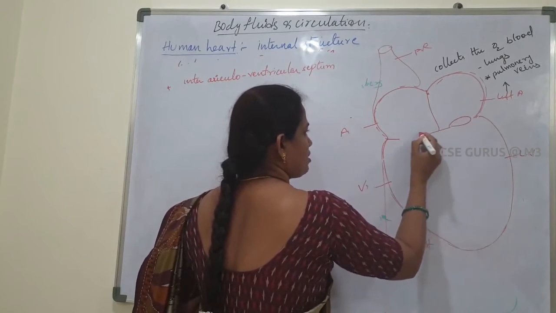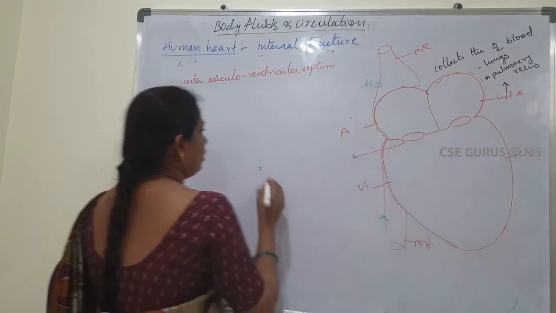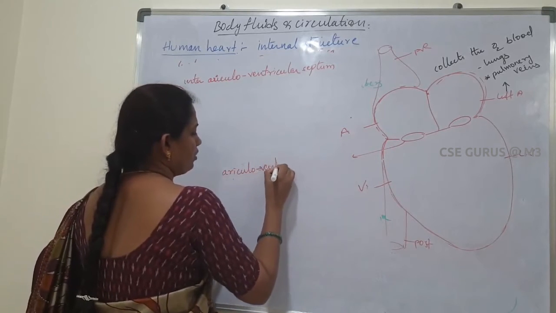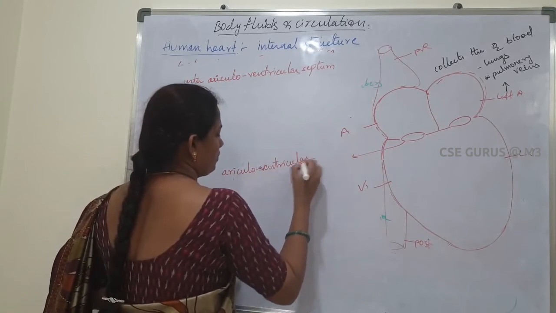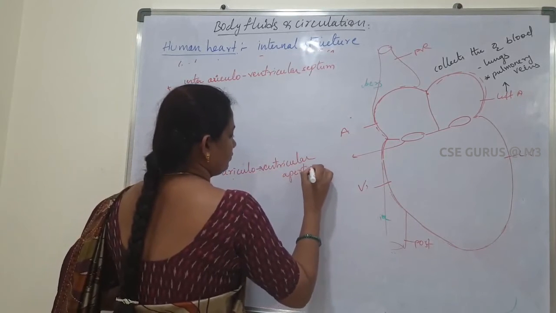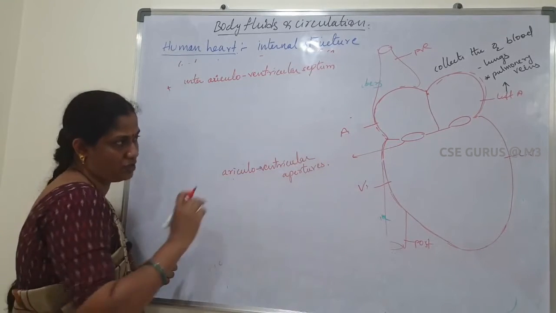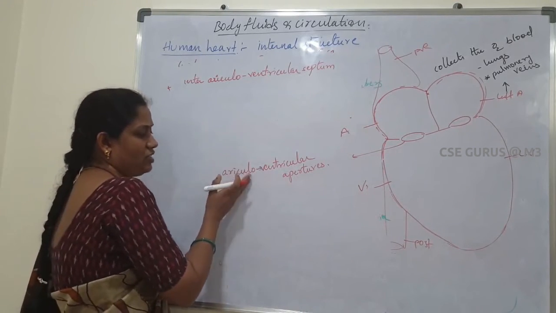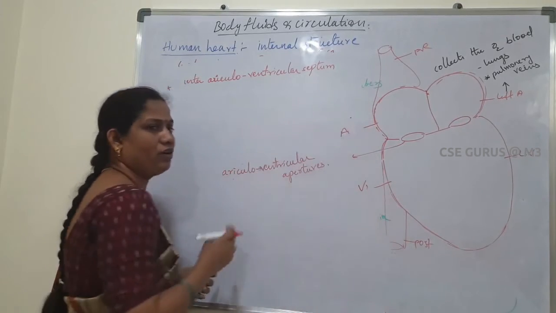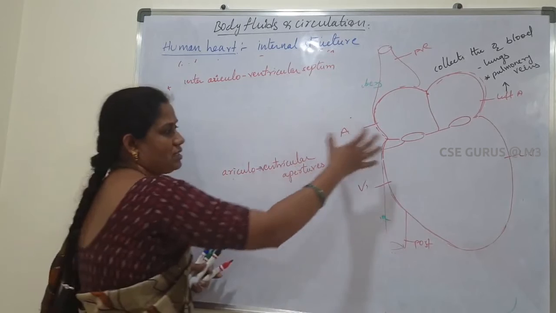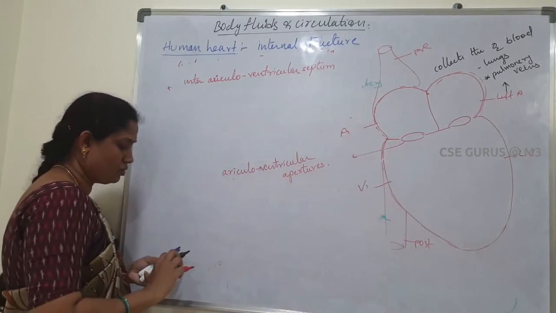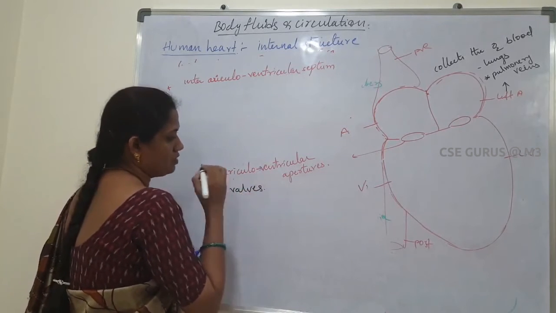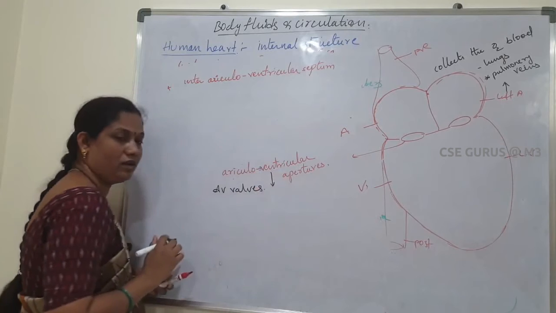Next, this septum has pores on both sides. These pores are called auriculoventricular apertures. We can write right auriculoventricular aperture, left auriculoventricular aperture. These apertures have valves. These valves are called AV valves.